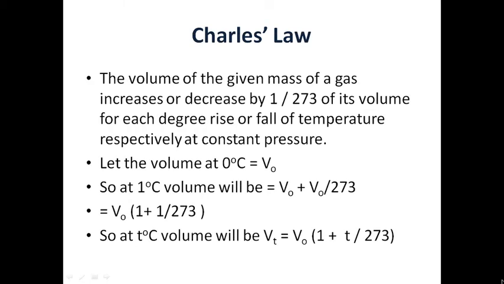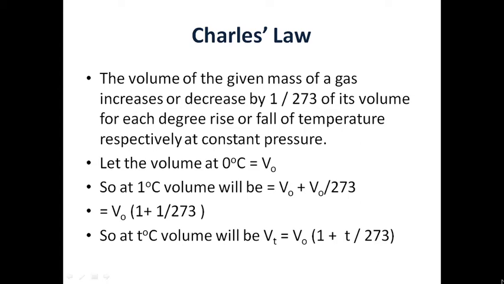Now the main definition of Charles' law. This definition is: the volume of the given mass of a gas increases or decreases by 1 by 273 of its volume for each degree rise or fall of temperature respectively at constant pressure. What is the meaning of this definition? If we have constant pressure and we are increasing the temperature by 1 degree Celsius, or we are decreasing the temperature by 1 degree Celsius, that will increase or decrease the volume by 1 by 273rd value.